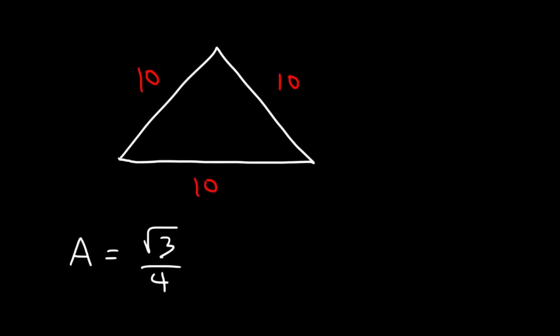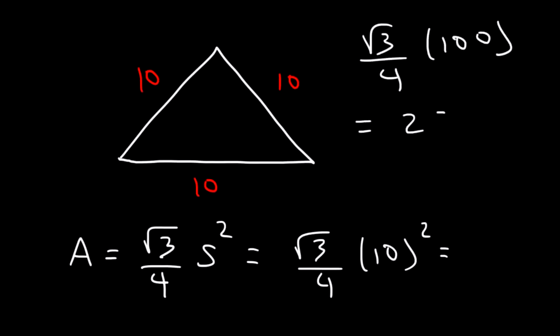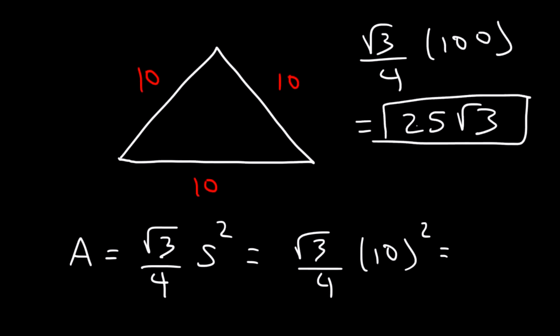Now what if we have an equilateral triangle? Let's say all sides are 10. What is the area of this triangle? For an equilateral triangle, the equation that you need is the square root of 3 over 4 times s squared. So it's root 3 over 4 times 10 squared. 10 squared, that's 100, and 100 divided by 4 is 25. So it's 25 root 3. That's how you could find the area of an equilateral triangle.